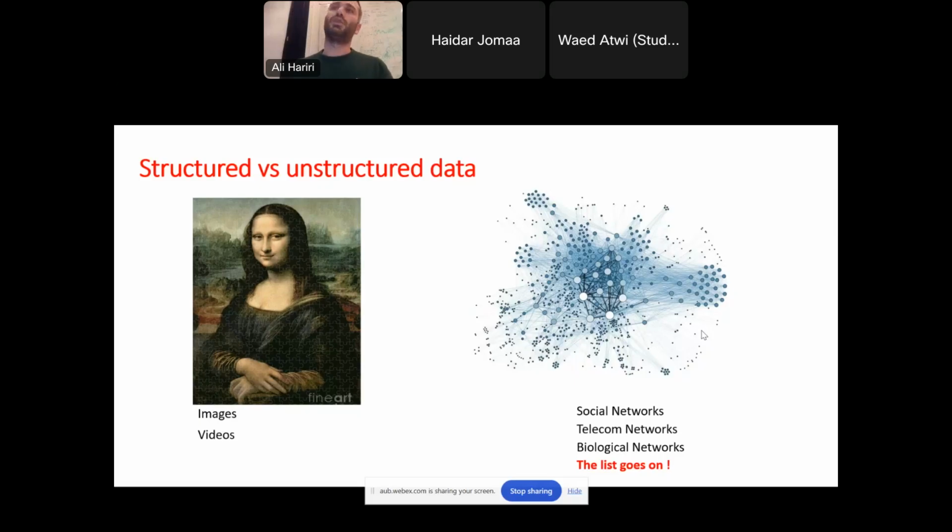So these are what we call unstructured data, or in more academic terms, non-Euclidean data. So how do we learn on these? Because if you think about it, if I take a picture of the Mona Lisa and I shuffle the pixels a bit, this is no longer the Mona Lisa.